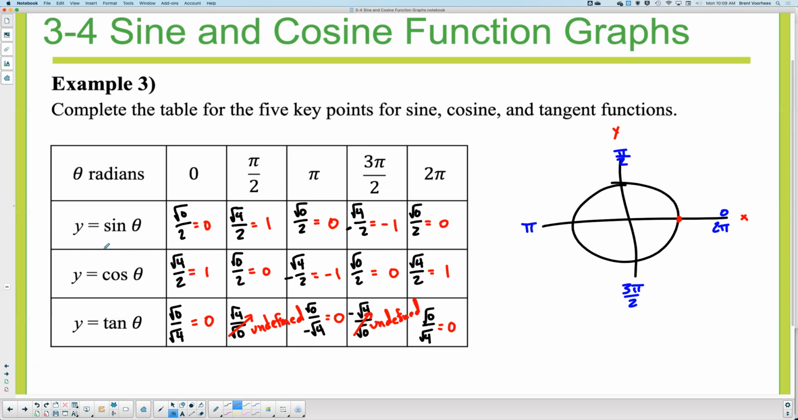So these are the 5 points for sine and cosine. Notice tangent did not have 5 key points in there. Tangent does not have a maximum. It does not have a minimum. Tangent, you would say, in its one period would only have a 0 within one period. Yeah, only have that 0. Okay.